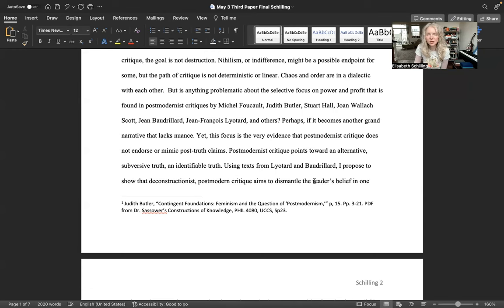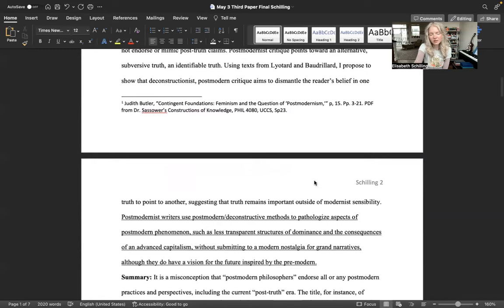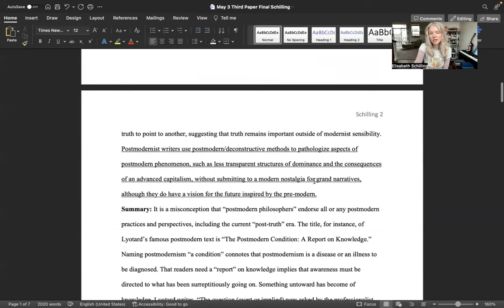Postmodernist critique points toward an alternative, subversive truth, an identifiable truth. Using texts from Lyotard and Baudrillard, I propose to show that deconstructionist postmodern critique aims to dismantle the reader's belief in one truth in order to point to another.